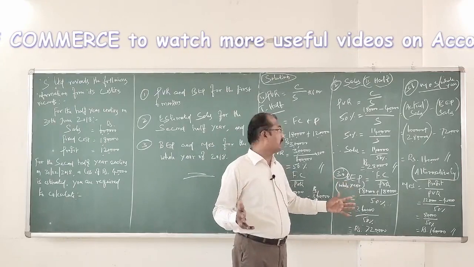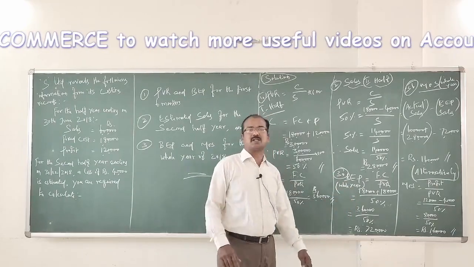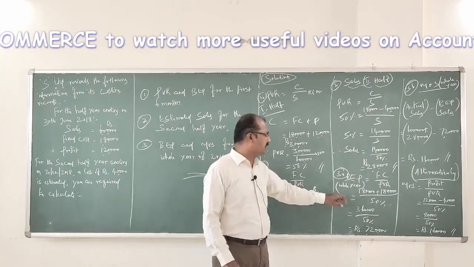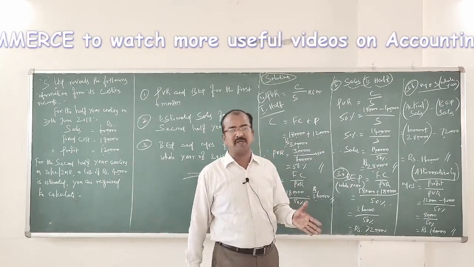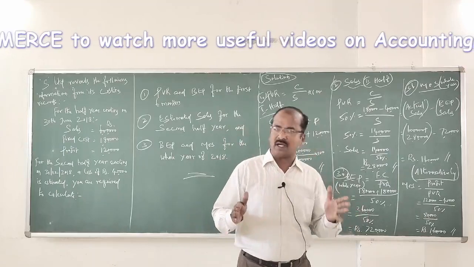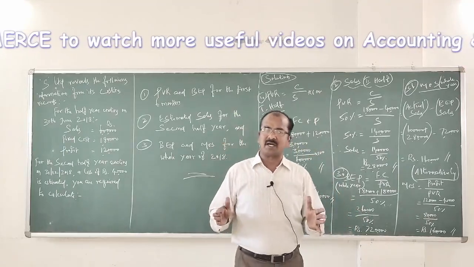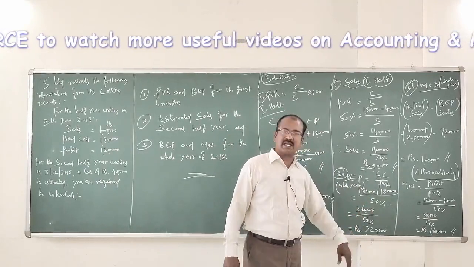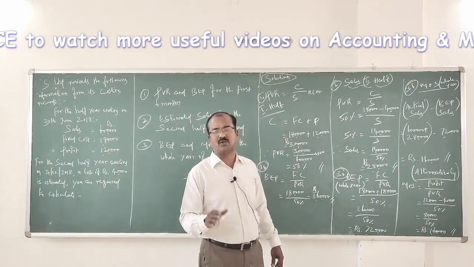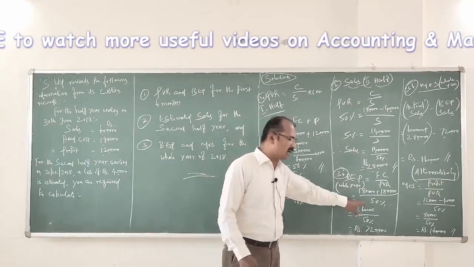Now the second requirement is done with. The third one is what? Calculation of BEP and margin of safety for the whole year. What is the formula for calculating BEP? Fixed cost in total divided by PVR. Fixed cost for the first half of the year is 1,80,000 and therefore for the second half of the year is also 1,80,000, the whole divided by PVR 50%.